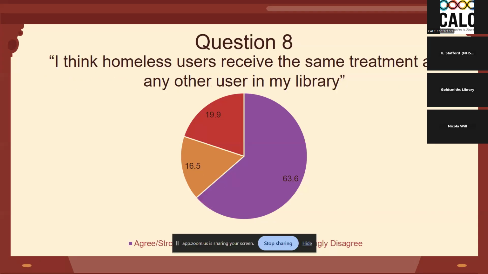In some ways, this final close-ended question is the key to the whole survey, and the results are revealing. The question asked how much the respondent agreed with the statement, "I think that homeless users receive the same treatment as any other user in my library." And really, that's what it all comes down to.